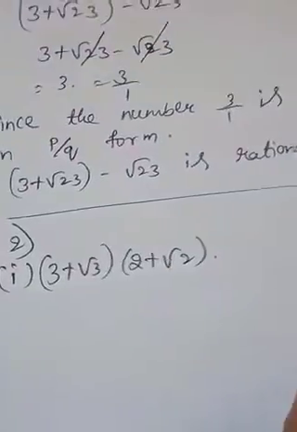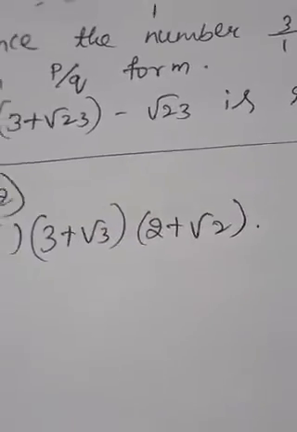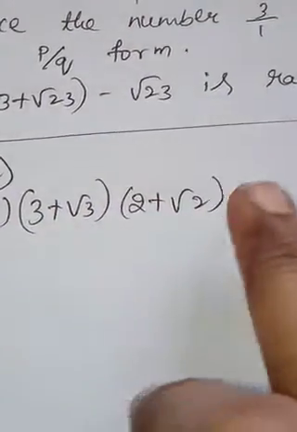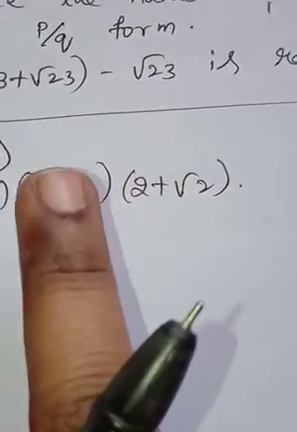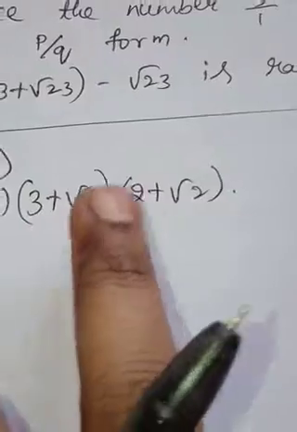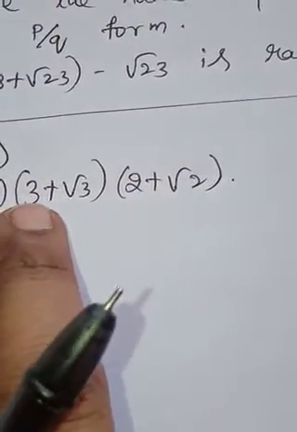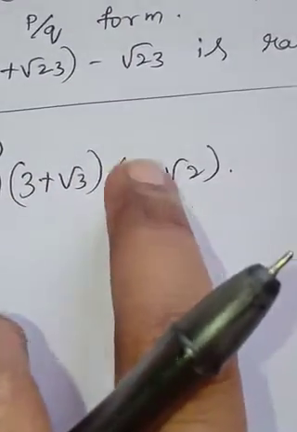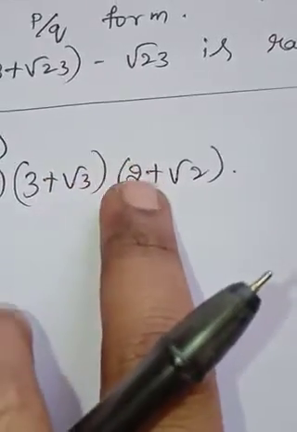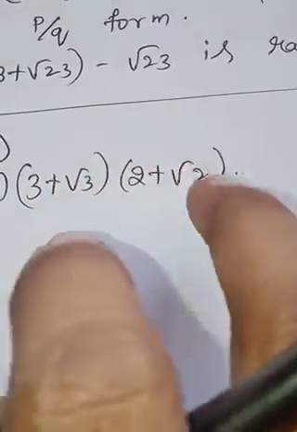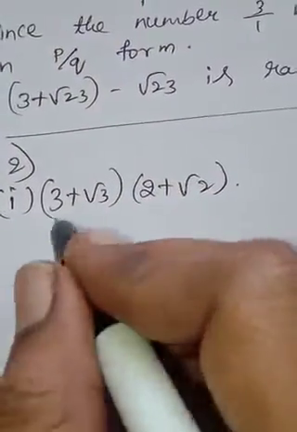This one is the question. First, by seeing this question, you come to know that we have to multiply these two numbers, isn't it? How are you going to multiply? That means I have to multiply first term into first term, first term into second term, again second term into first term, second term into second term. Okay, this one is the procedure. I will show you how to multiply this one.